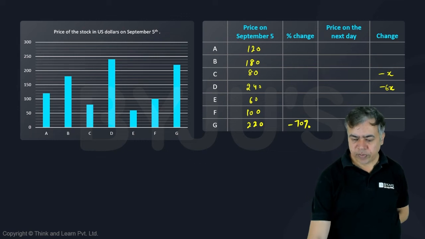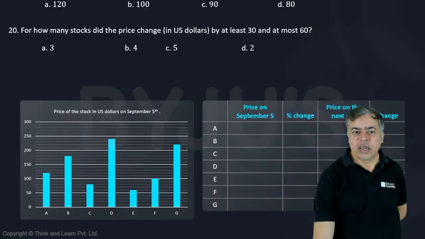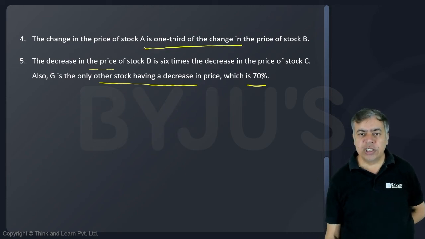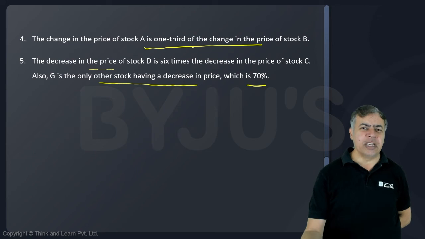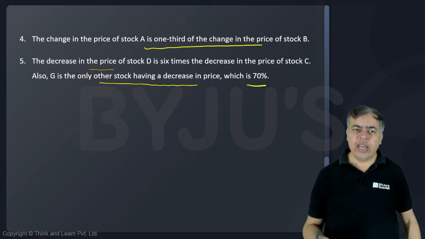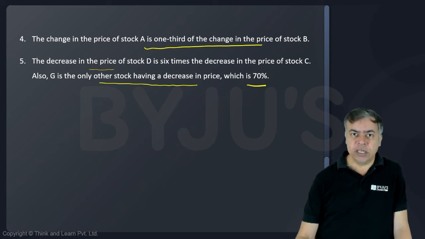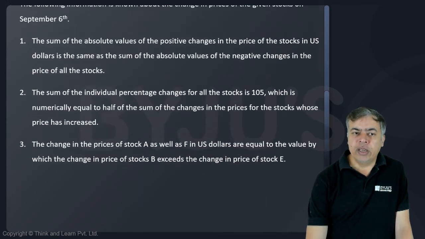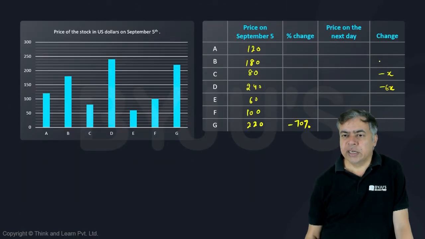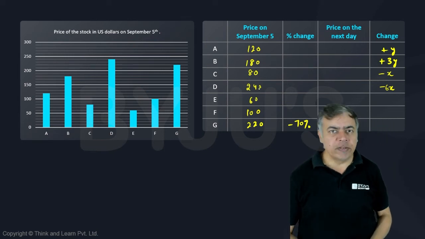Okay, just see that. I will go back and again check. It is D is 6 times the decrease in the price. Okay, this is okay. The change in the price of stock A is 1/3 the change in the price of stock B. Now A and B must be increased. Rest all are increased. Only D, C and G are decreased. All others must be increased. So A changes 1/3 of the change in price of B. Okay. So if B is increasing by 3y, let's say, then A is increasing by y, because the change in A is 1/3 of the change in B.